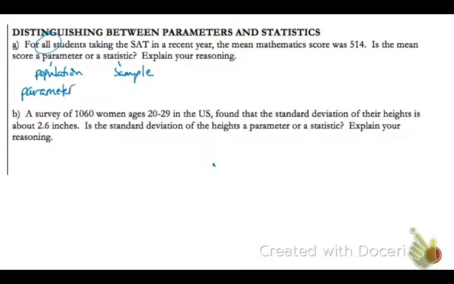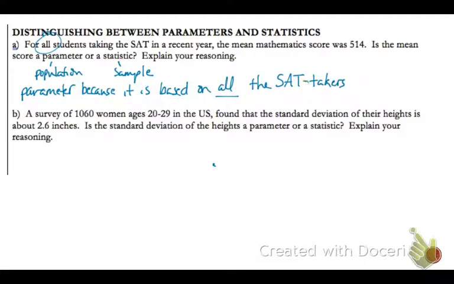So it's a parameter because it is based on all of the SAT takers, which is the population that you're studying. We'll call them SAT takers. There we go. So that's our reasoning. Now let's look at the next one.